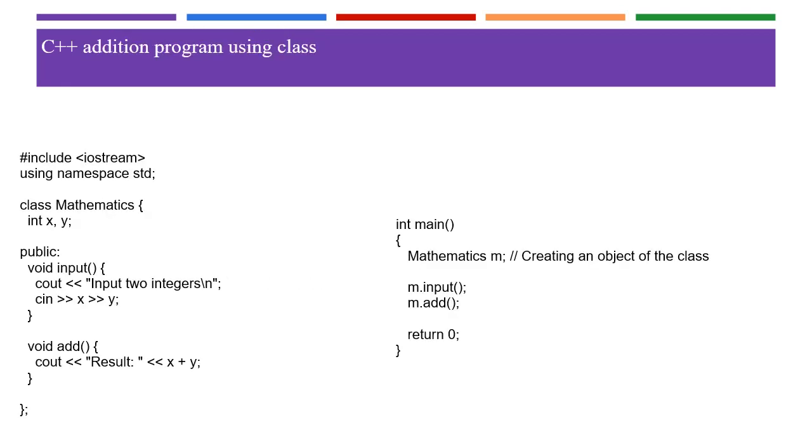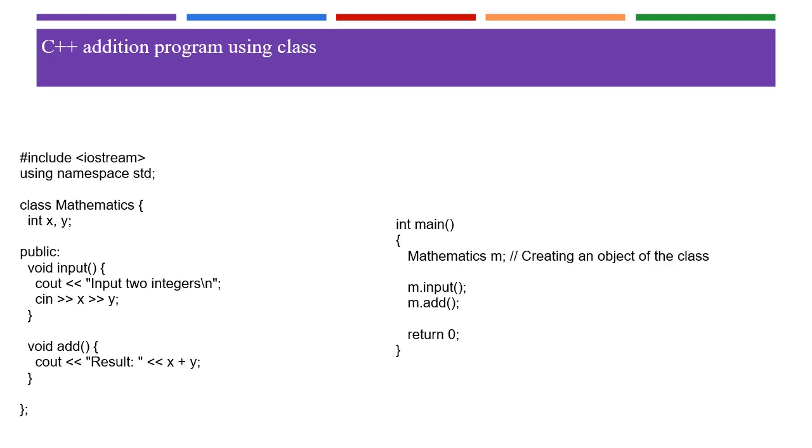Now in this program, I have defined the same C++ addition program, but now I am using the class concept. So I define one class, mathematics. In that I define two integer variables, x and y. Now I define the access specifier as public for the data members and member functions. So here I define two member functions, void input and void add. The void input function is used to take input from the console. Void add is used to get the addition of two numbers, and the result will be printed.